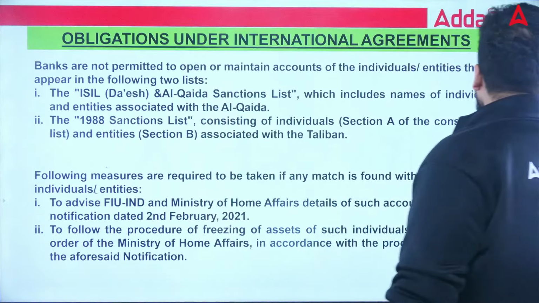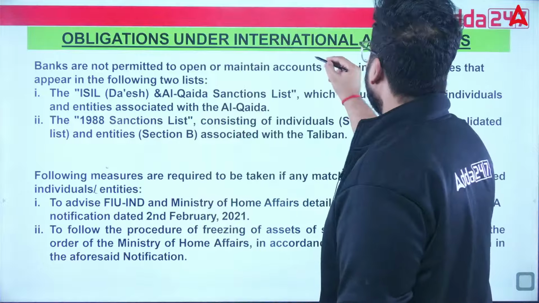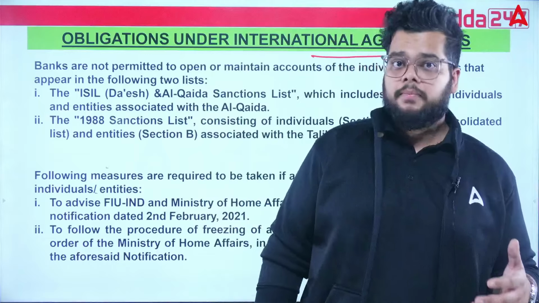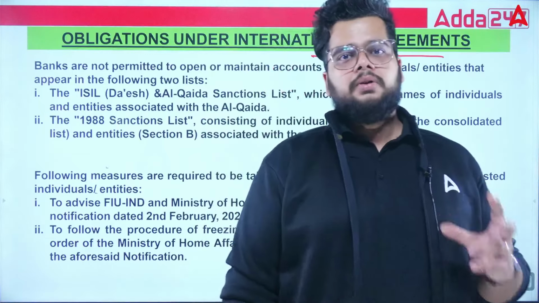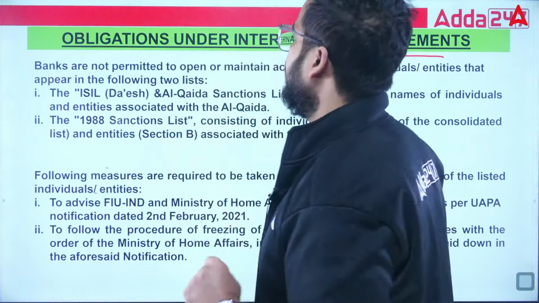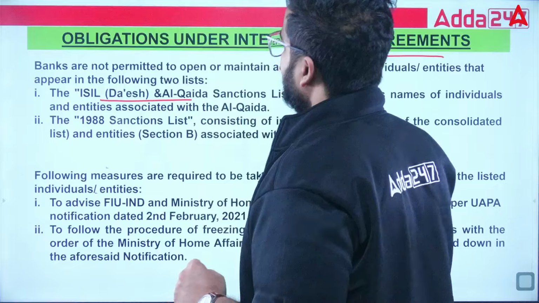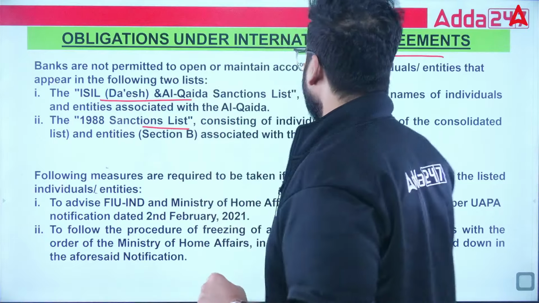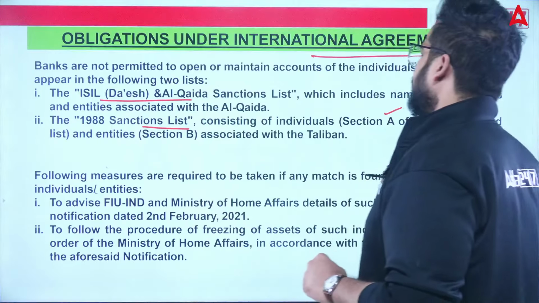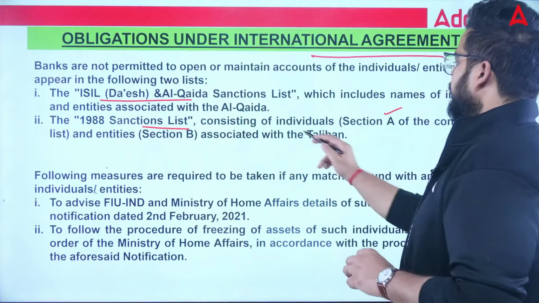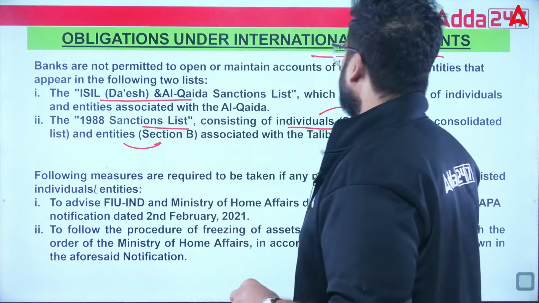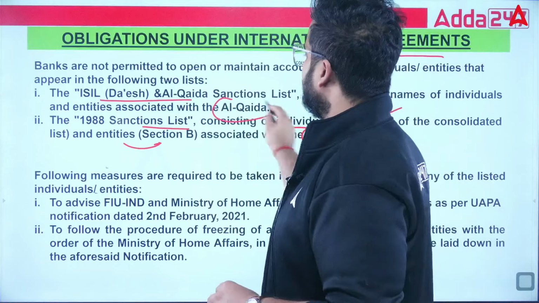Next, when we talk about the obligation, so obligation simply under the international agreements. What about the sanctions list? See, RBI publishes various sanction lists. Why? So that the banks will be aware that you must not lend to such entities or the individuals who are included in that list. So the list is published by RBI for the 1988 sanctions list, which contains section A and B. A talks about the entities and B talks about the individuals. Fine. The individuals are in section A and entities are there in section B, and they are associated with Taliban. Similarly, we have the list for Al Qaeda as well.